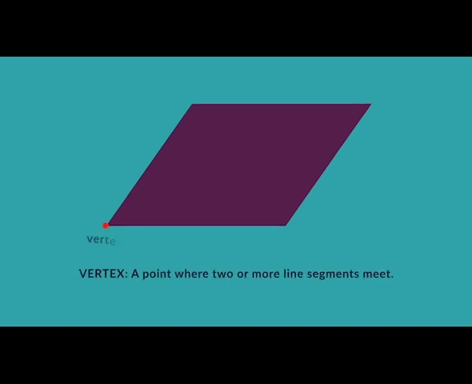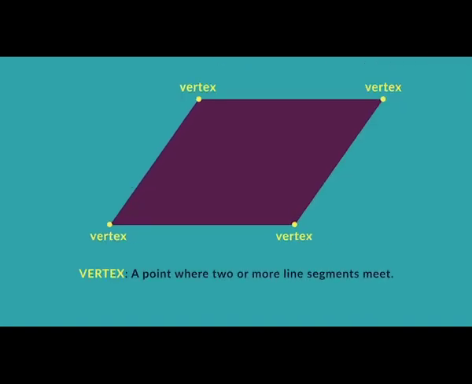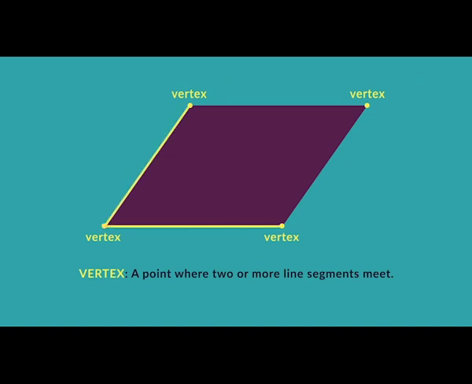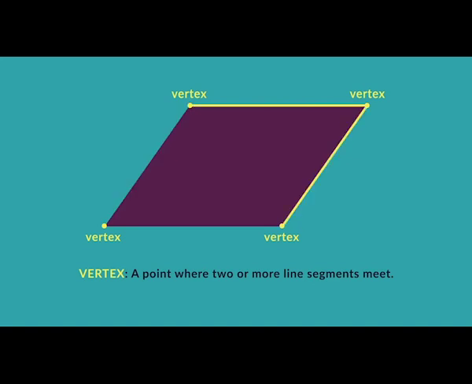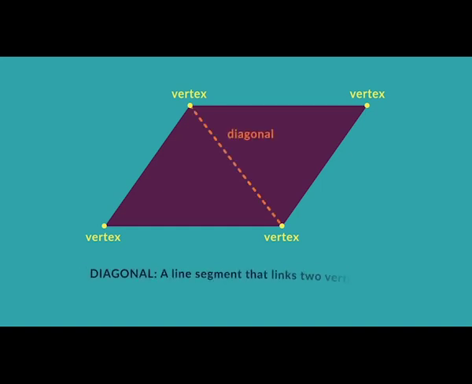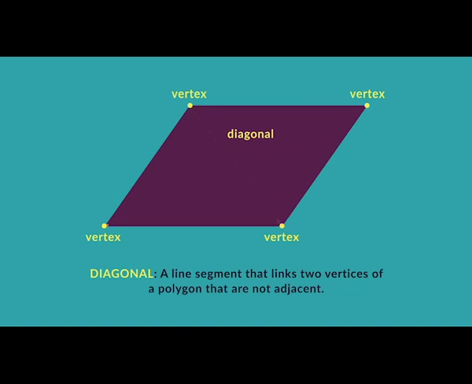Here are some words that you will need to know when working with polygons. The vertex is a corner of the polygon, a point where two or more straight lines meet. A diagonal is a straight line that usually runs from one vertex to another vertex.